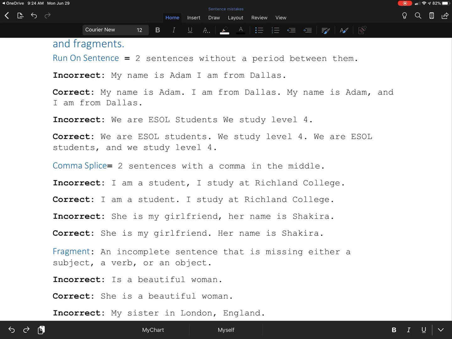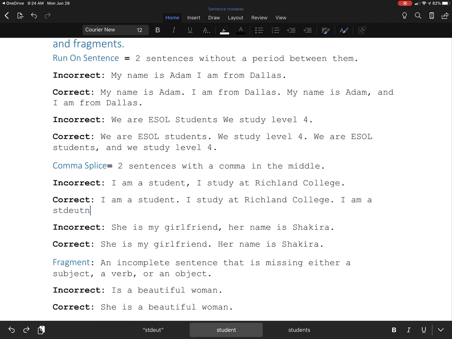If we look at this sentence, I am a student, I study at Richland College. That's not correct. I cannot use a comma here because these are two separate sentences. So in a correct sense, I am a student. I study at Richland College. Or like the previous one, we can also use and. I am a student and I study at Richland College.